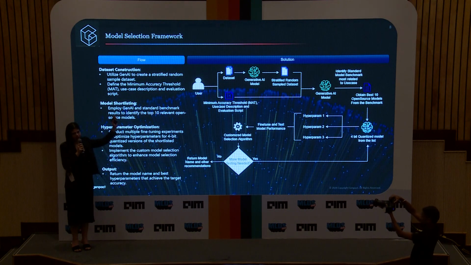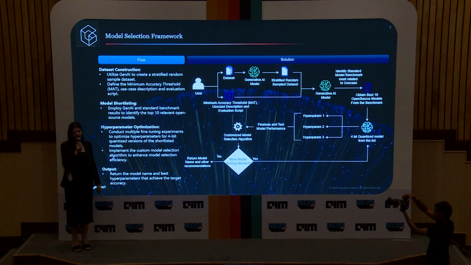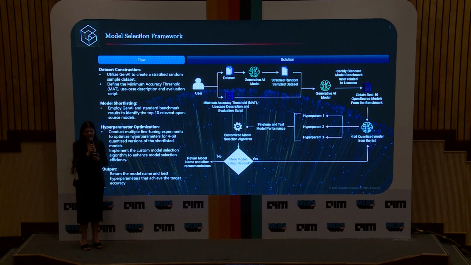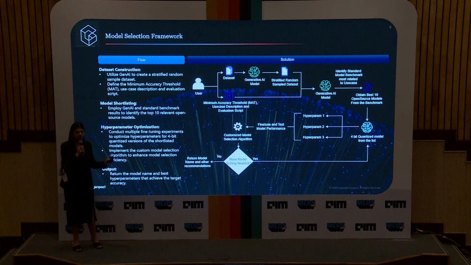Now, the data set goes through a generative AI model. This data set is broken down into subsets, and each subset is representative of the whole population. So we stratify the data set, and this stratified random sample of the data set and the rest of the metadata is again sent to a generative AI model, and we choose the right benchmark for that use case. Now we refer to the leaderboard for that use case, and we pick the top 10 models according to the leaderboard. There are multiple leaderboards available. We pick the top 10 models, and we use the 4-bit quantized versions of them.